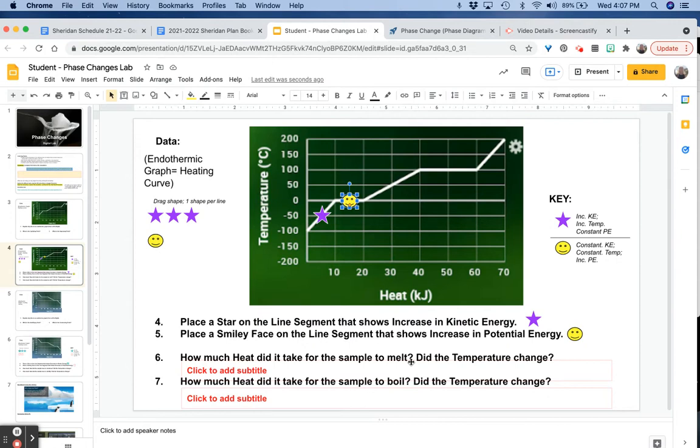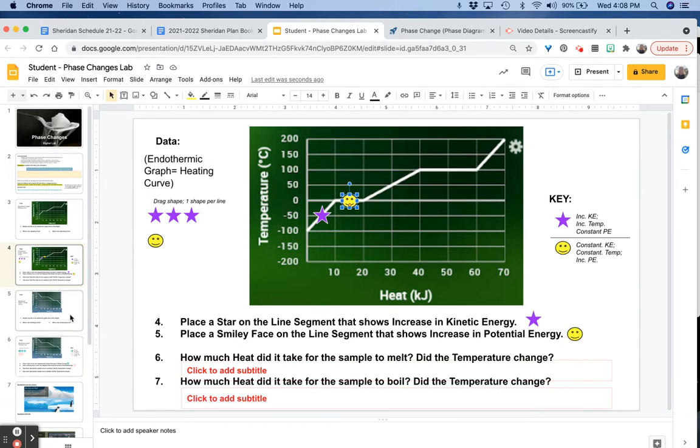And then for question 7, how much heat did it take for the sample to boil? Did the temperature change? So again, you know that it was a solid here. We just observed that at this point 0, it was melting. It became a liquid. Well, now we know that after liquid, if we keep adding heat, the phase change happens and it turns into gas. So you're just taking a look at exactly how much energy or heat it took for the sample to boil down here.